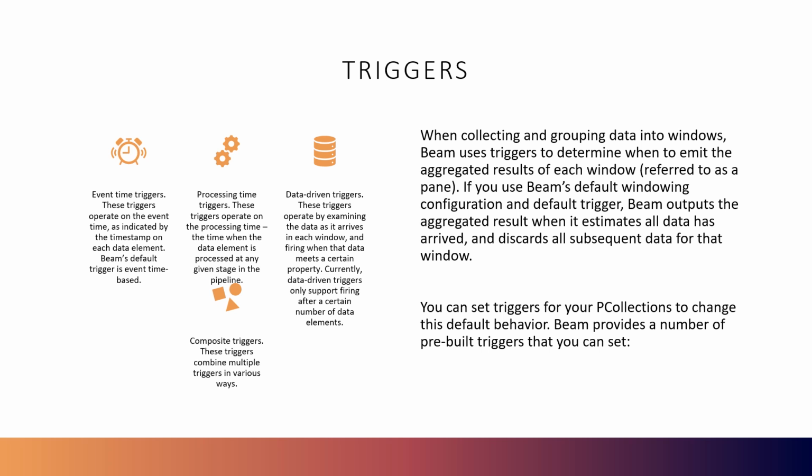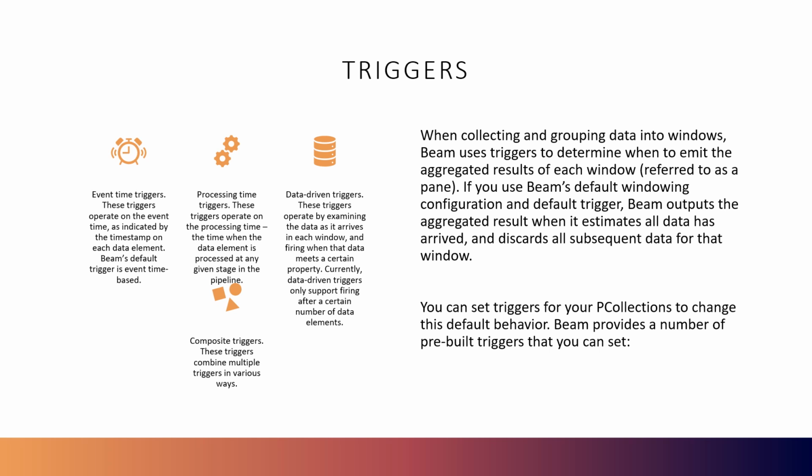So what exactly are triggers? When collecting and grouping data into windows, Beam uses triggers to determine when to emit the aggregated results of each window. If you use Beam's default windowing configuration and default trigger, Beam outputs the aggregated result when it estimates all data has arrived and discards all subsequent data for that window. You can set triggers for your PCollections to change this default behavior. Beam provides a number of pre-built triggers that you can set.